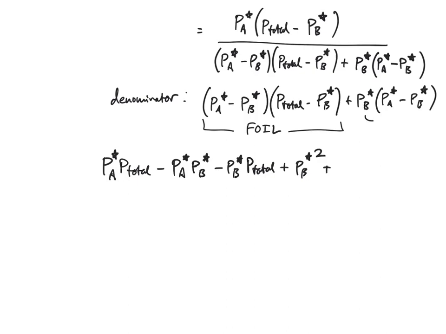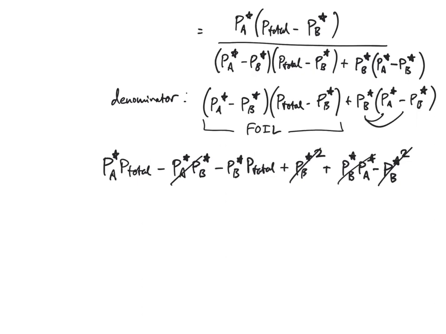Plus, and then I'm going to distribute this one to each of the variables in there, PB star PA star, that's minus PB star squared. All right, immediately we can start canceling things out. So those things go away, and all that we're left with is just a couple of expressions right there. It's just this one and this one. So let's put together our final expression here.